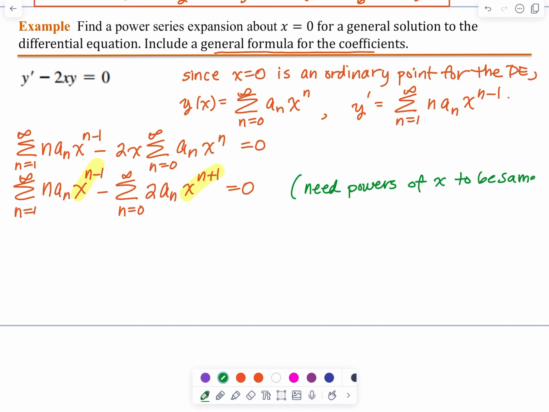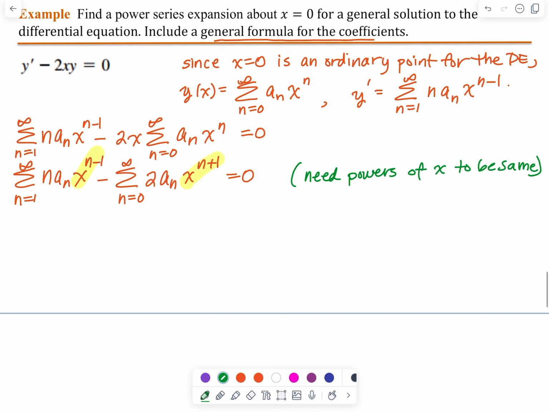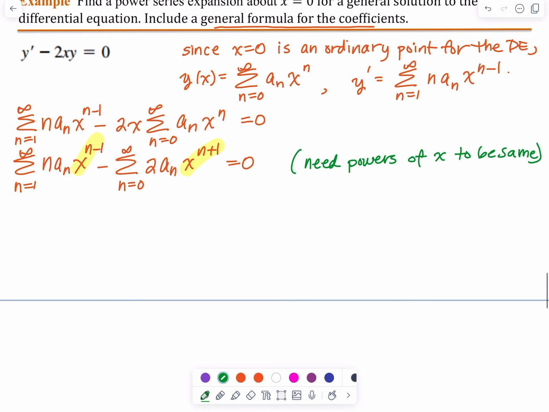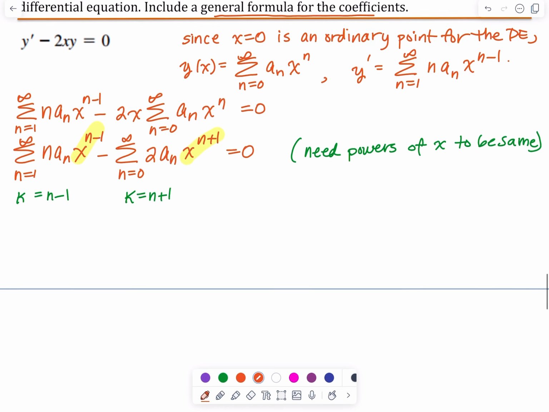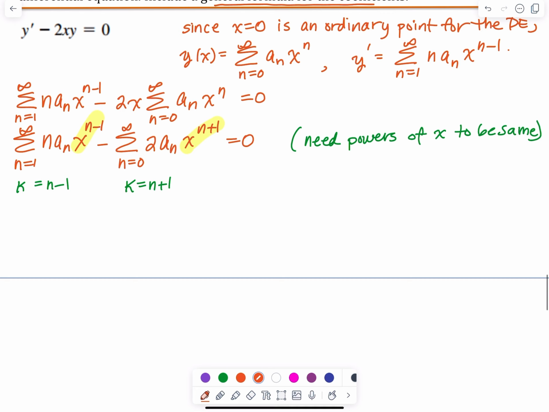So what are we going to do? In this first sum, we're going to let k equal to n minus 1. And in this second sum, we are going to let k equal n plus 1, just looking at those exponents. So now we will have, I'll go ahead and write this here. So now here we have n equal to k plus 1, and we have n equal to k minus 1.